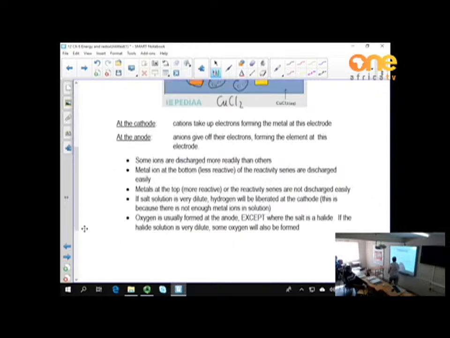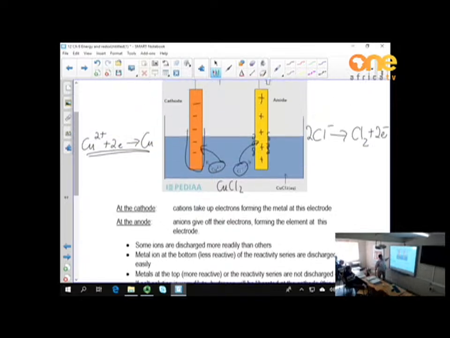All right. In terms of the theory, at the cathode, the cations. What's a cation? A positive ion. At the cathode, the cations, which are positive ions, take up electrons. There we've got the reaction, forming the metal. At the anode, the anions give off their electrons. What is an anion? It is a negative ion. In this case, the chloride ions are the anions. They give off their electrons.